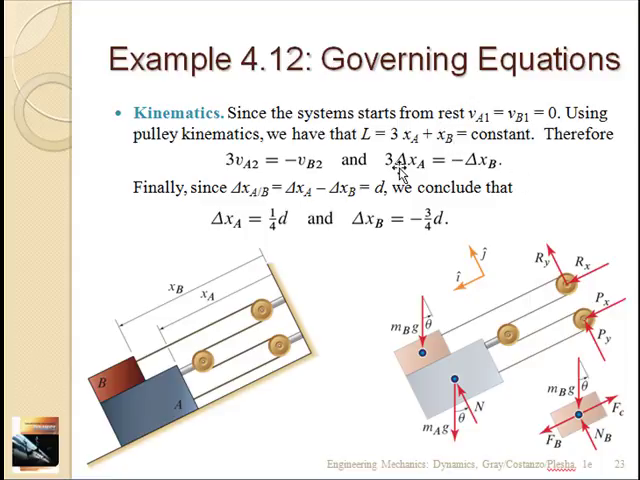Okay, also 3 times delta X_A is minus delta X_B. If we just look at the change here, again, the change in L is a constant, so there's no change in the total length. So every change in X_A gives you a corresponding change in X_B. And then if we let the difference between the changes in X_A and X_B be d, then we conclude that the change in X_A is 1/4 of d, and the change in X_B is minus 3/4 of d. Okay.